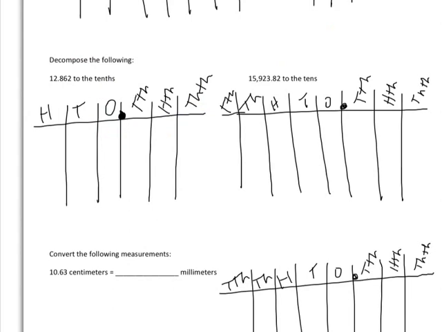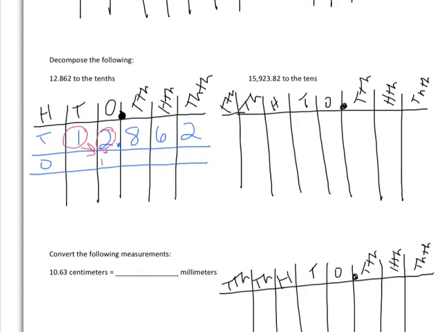Next, we want to decompose the following number. We're looking to decompose 12 and 862 thousandths to the tenths place. So we have 12 and 862 thousandths. Right now, it's decomposed to the tens place. We take it to the ones place. We're going to take our 1, slide it over, and drop our 2 down. So we have 12 ones as opposed to 1 ten and 2 ones. We have 8 tenths still, 6 hundredths, and 2 thousandths.